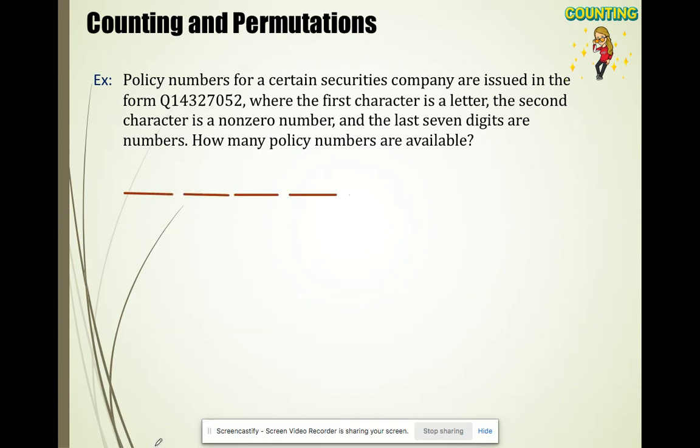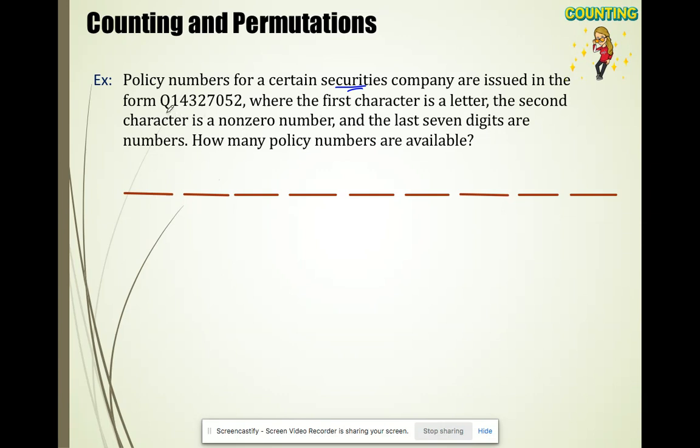Here's another classic example, right? It could be social security number. It could be license number. It could be license plate number. This is a policy number, there's policy numbers for insurance or whatever. A securities company is like a Wall Street thing, bonds, or something like that. Doesn't matter. Here is the form of labeling each different one.